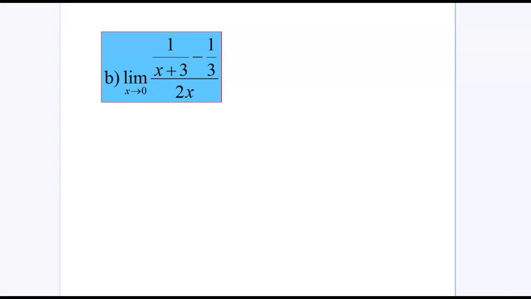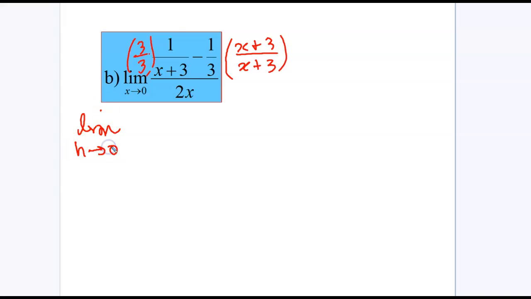In our next example, again, if I use direct substitution, I get a third minus a third, which is 0, and 2 times 0 is 0. I get 0 over 0, so I have to do a little bit of algebra here again. Well, in the top, I'm subtracting fractions, so I need to get a common denominator. So I'm going to multiply this side by x plus 3 over x plus 3, and this side by 3 over 3. So this is going to be the limit as h approaches 0. If I multiply 3 times 1, I get 3. And my denominator, I'm just going to leave it as 3 times x plus 3. Just leave it in factored form.